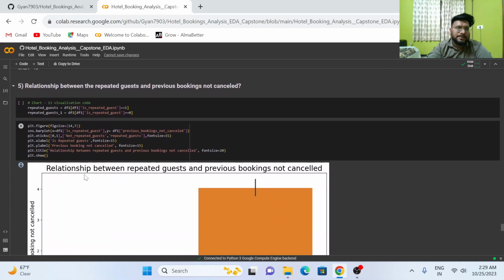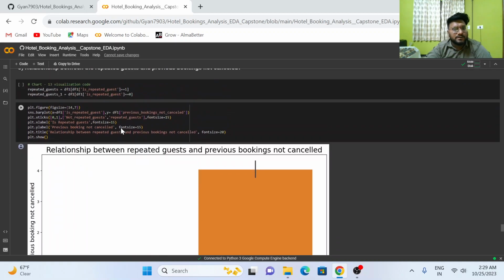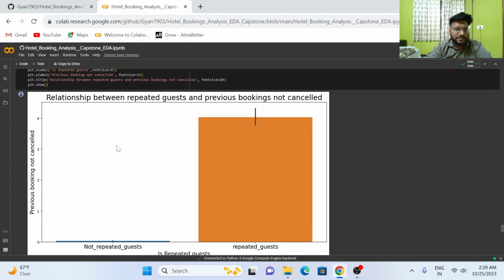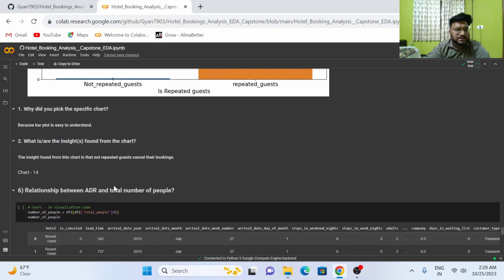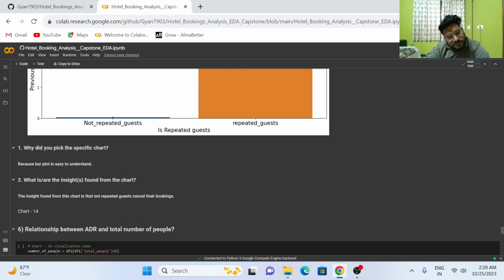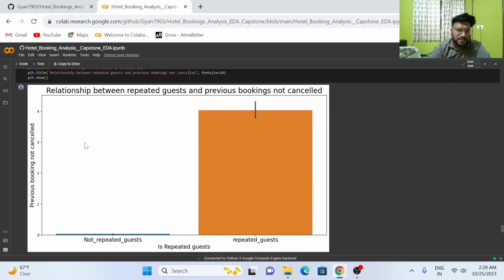Next one would be the relationship between the repeated guest and the previous bookings which were not cancelled. So we have made a graph. The non-repeated guests and the repeated guests. In the repeated guests, the previous bookings were not cancelled the highest number of times, I'll say. So yes, we can see that the non-repeated guests cancelled their previous bookings also. We can clearly see over here.